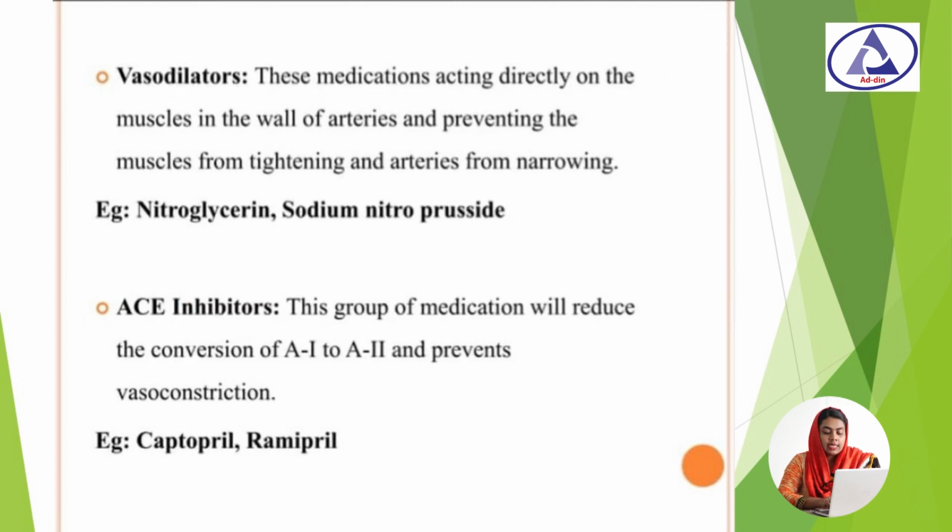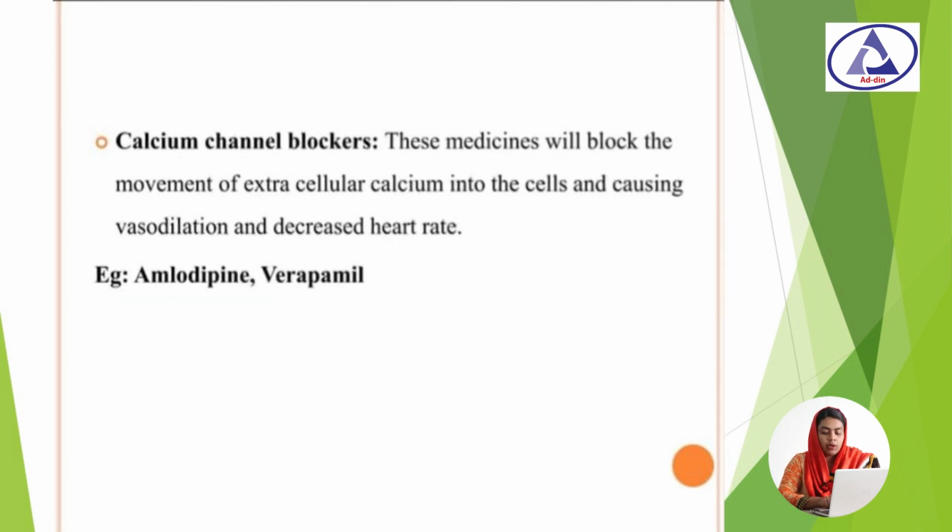Vasodilators. This medication acts directly on the muscles of the walls of arteries, preventing the muscles from tightening and arteries from narrowing, like nitroglycerin, sodium nitroprusside, etc. ACE inhibitors. This group of medication will reduce the conversion from angiotensin 1 to angiotensin 2 and prevent vasoconstriction. Examples, captopril and ramipril. Calcium channel blockers.